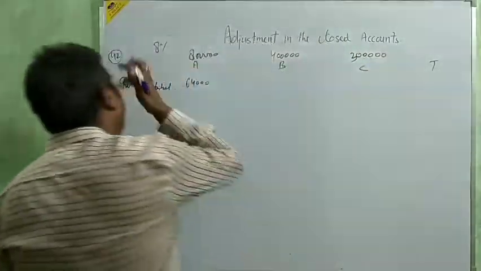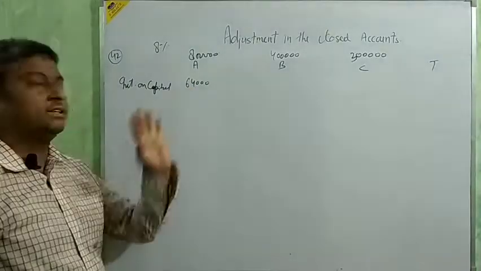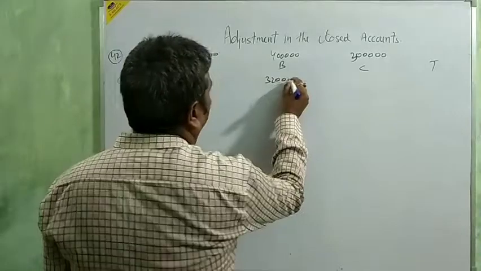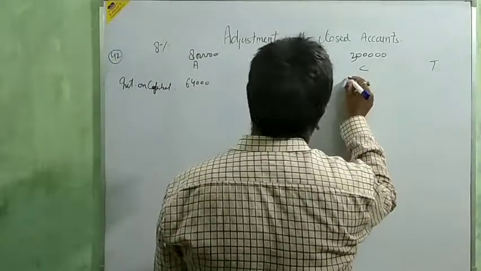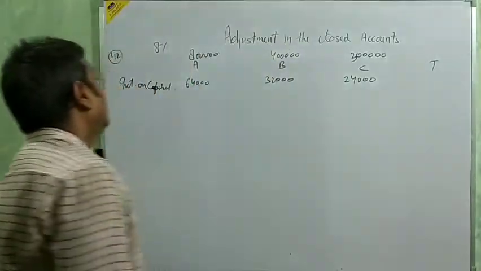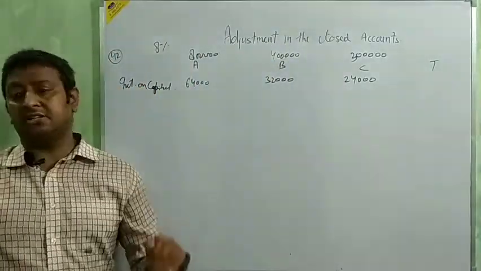Then 8 8s are 64,000, 32,000 and 24,000. Okay. Actually, the problem is coming in this question.